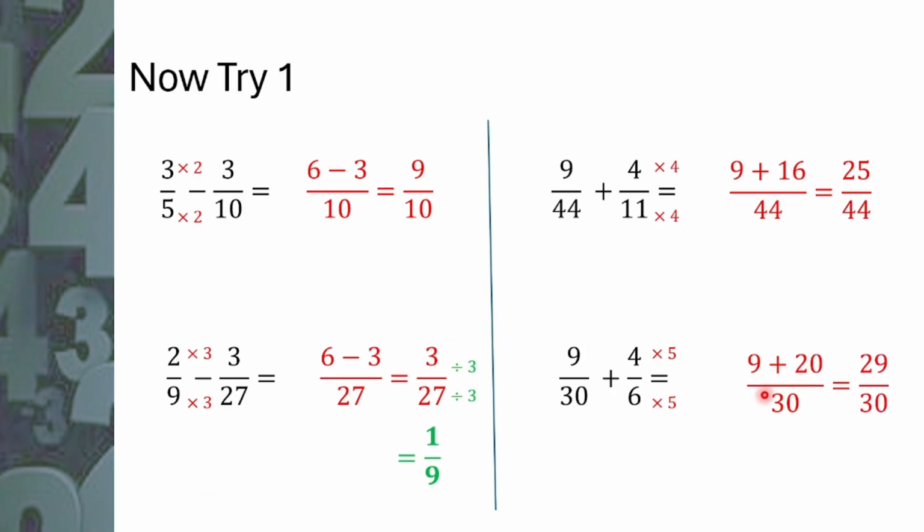And we can see we've got 20 over 30 over here and our 9 over 30 here. Since we have a common denominator, we leave that alone, we don't do anything with it. And I have 9 plus 20 is 29. So my final answer is 29 over 30.